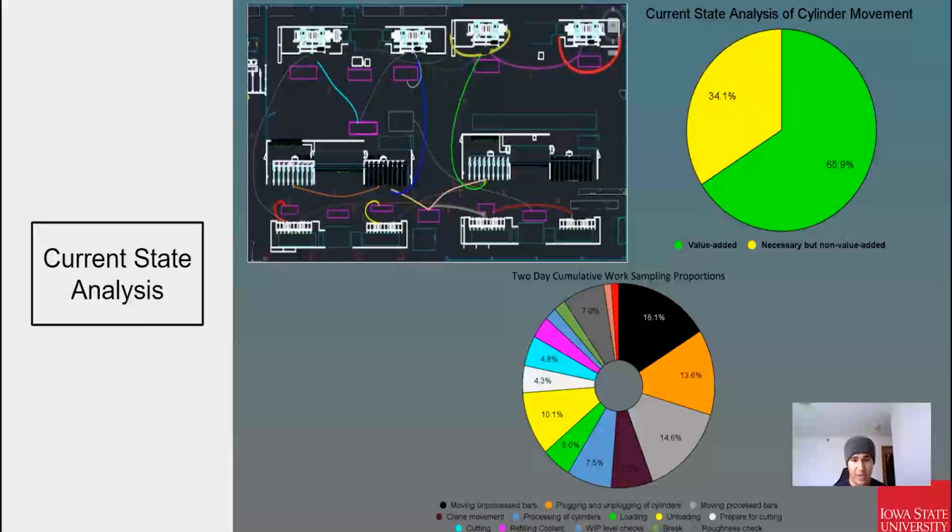On our second study, we did the work sampling for 2 cumulative days, and we found 15 different categories of movement. Represented in black is the 16% of moving unprocessed bars, and represented in gray is the 14% movement of processed bars, and that's what we're trying to solve for the company.